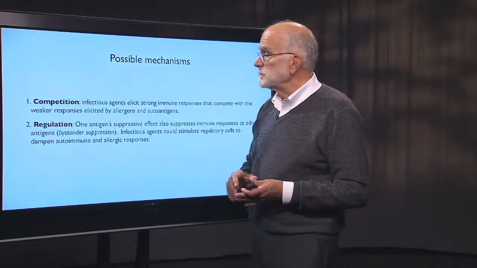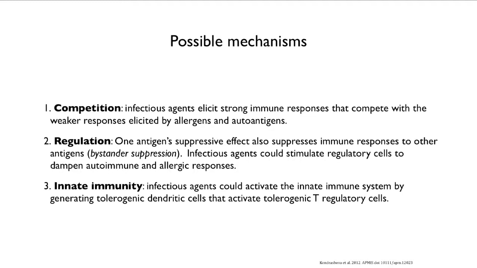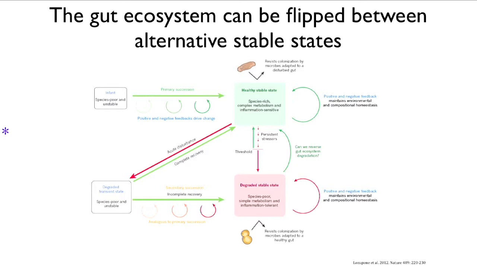Infectious agents could stimulate regulatory cells to dampen autoimmune and allergic responses. Or it could be an impact on innate immunity. Infectious agents could activate the innate immune system by generating tolerogenic dendritic cells that activate tolerogenic Treg cells. We don't know which mechanism it is.